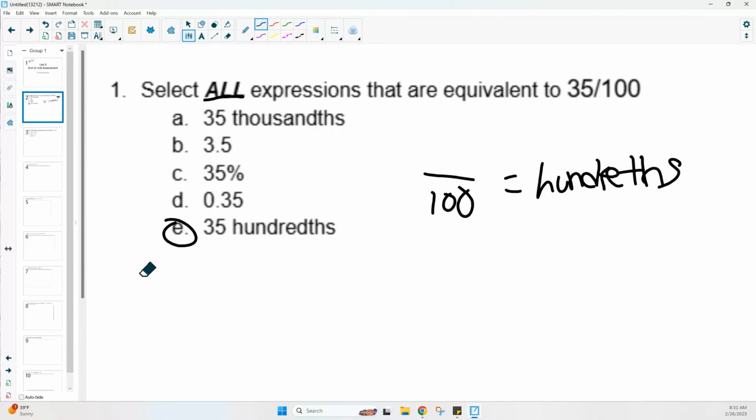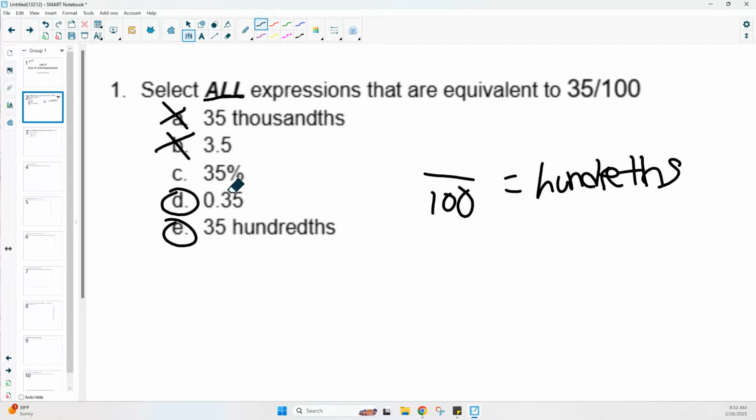I would also say 35 hundredths means that we have 3 tenths and 5 hundredths to make 35 total hundredths, which would be option D. Now let's look at the others. We know it's not A because it's not thousandths. We know it's not B because 35 hundredths is less than 1 and 3.5 is more than 1.